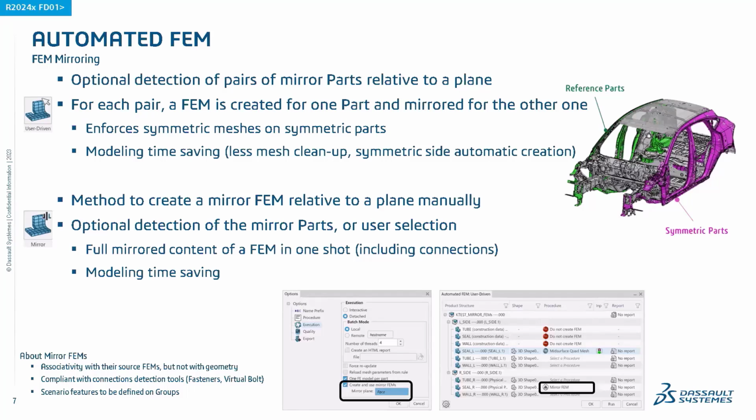Aspects of that UI, they're shown on the bottom of the slide. So the user needs to pick the reference plane for which the mirror detection is undertaken. And then when you get the list of parts to select meshes and things like that, there'll be a mirror FEM option that's automatically shown where there's been that automatic detection of symmetric parts. Both of those are highlighted in the black boxes.